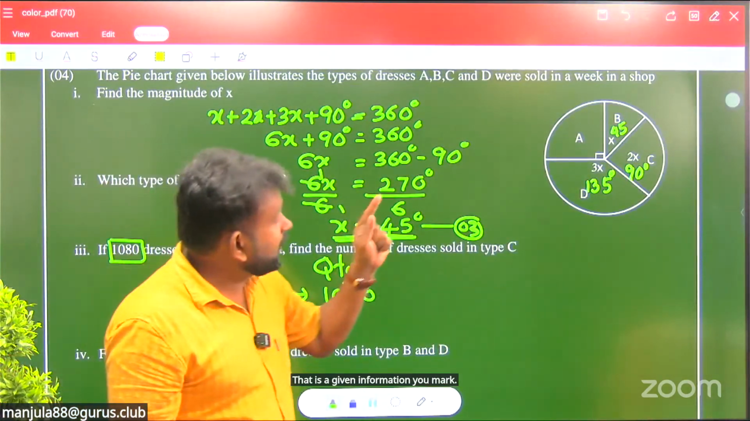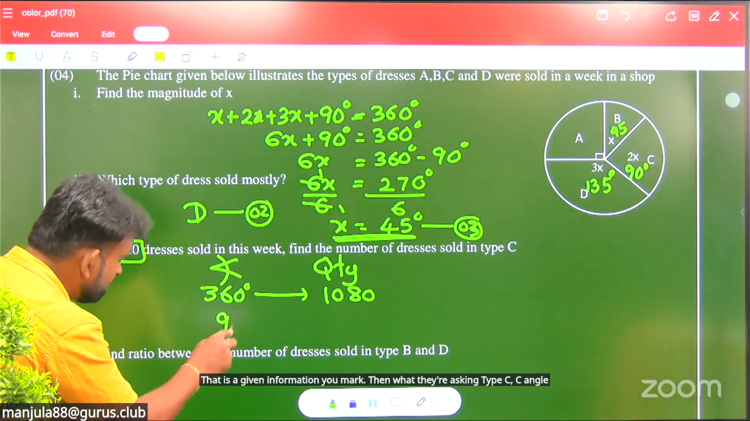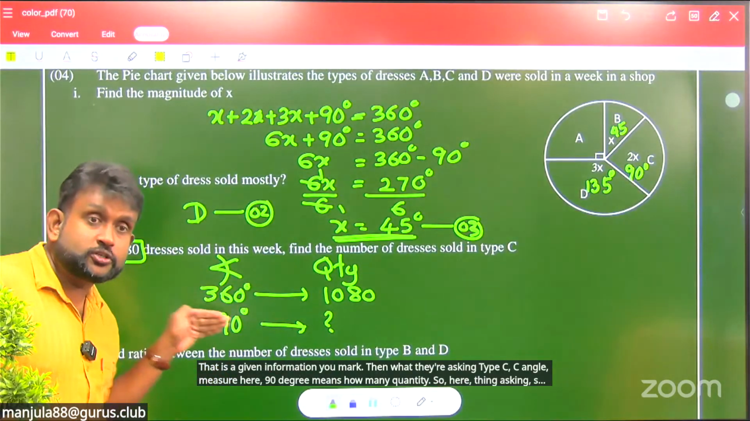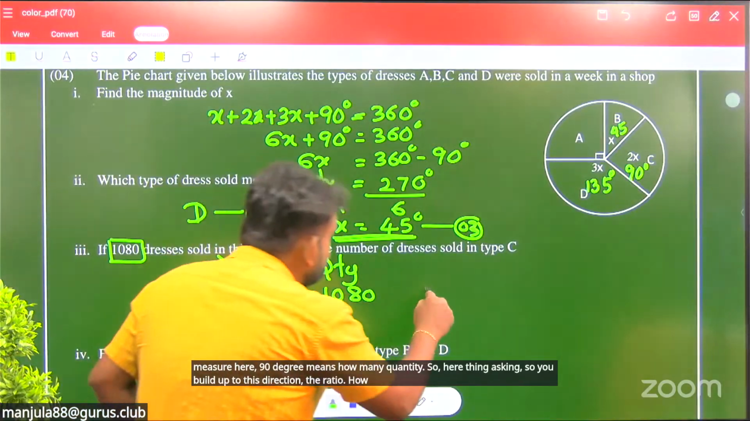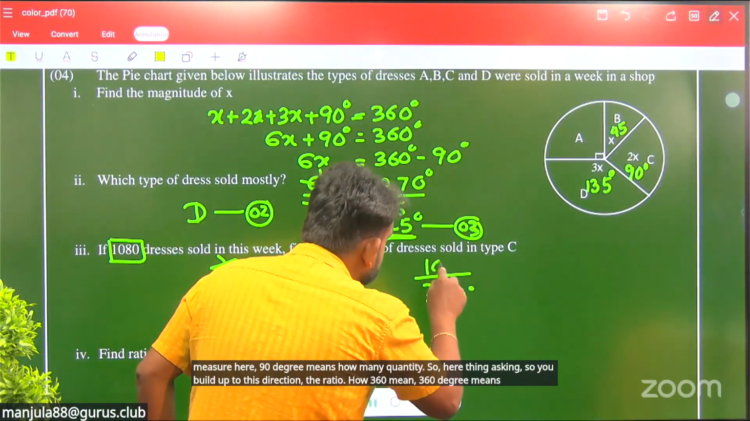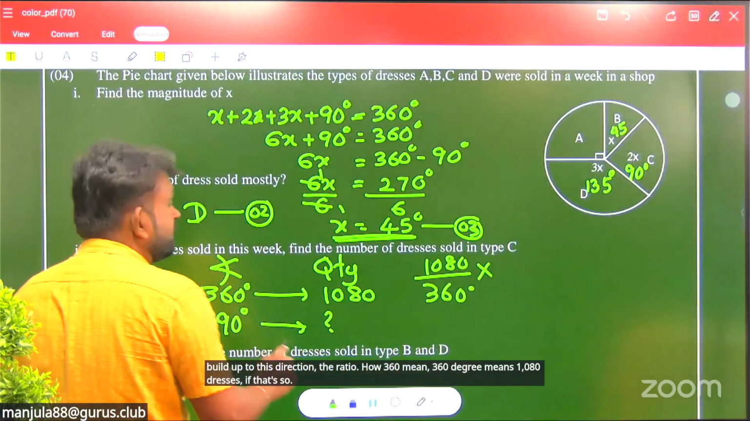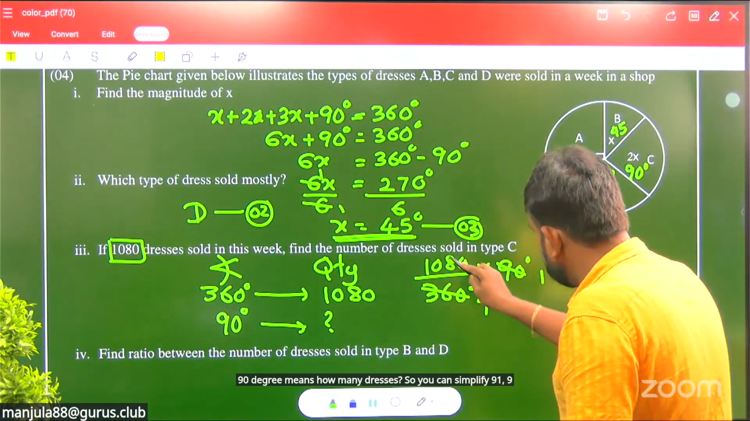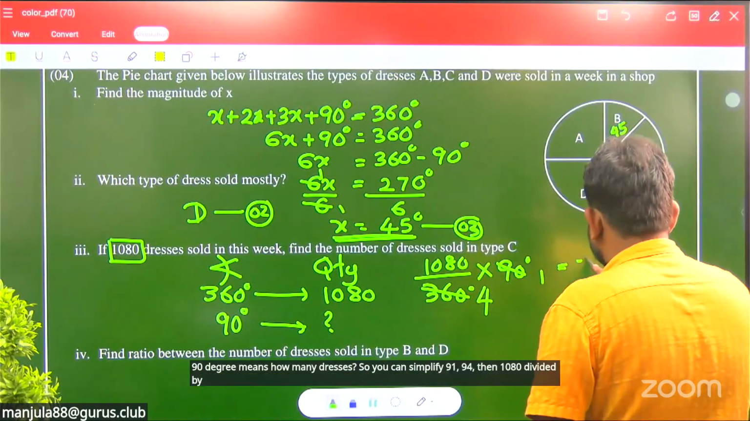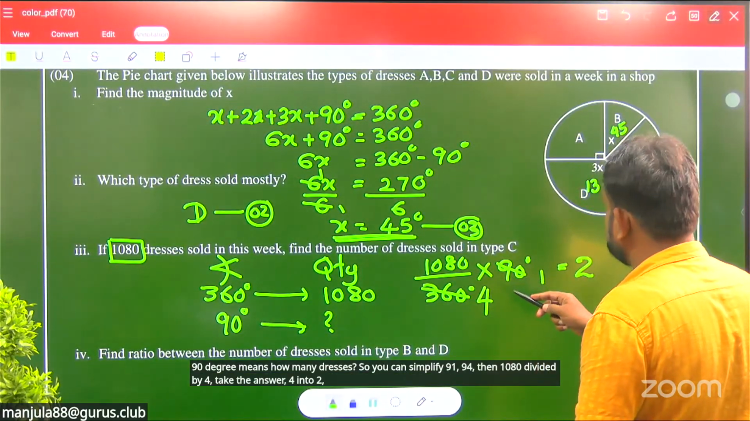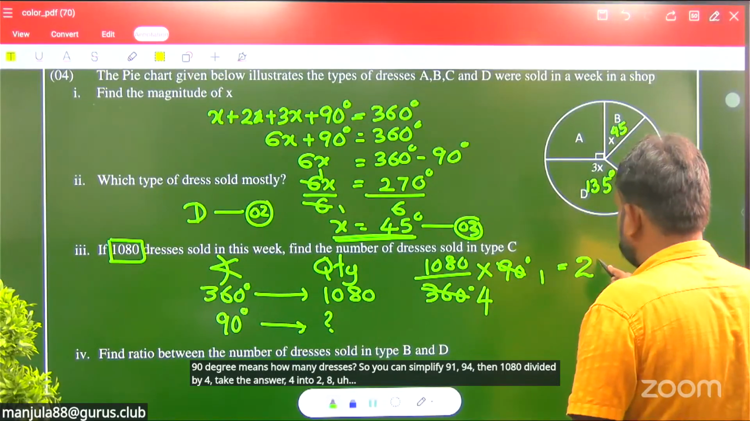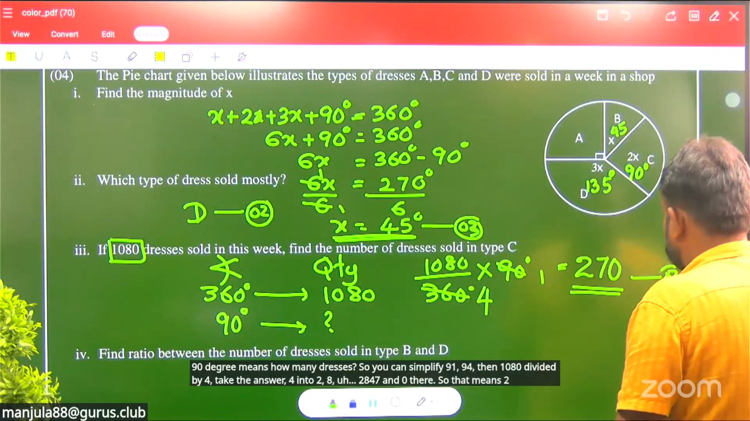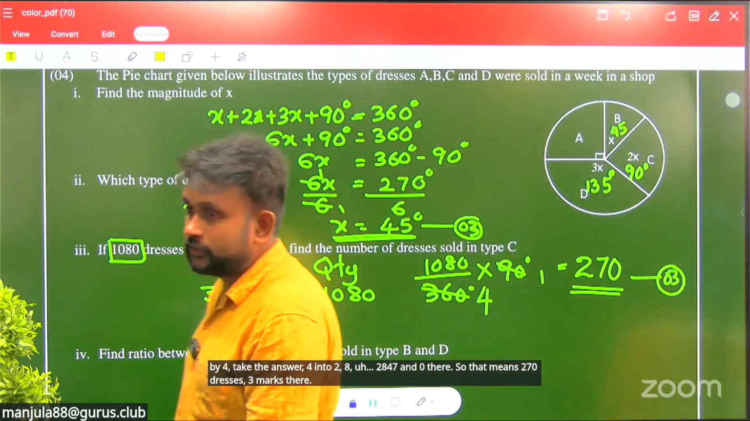Then what they are asking: type C angle measure is 90 degrees, so how many dresses? So you build up the ratio in this direction. 360 degrees means 1080 dresses. If that's so, 90 degrees means how many dresses? You can simplify 90 over 360 to 1 over 4, then take 1080 divided by 4. The answer is 270 dresses. That is 3 marks.